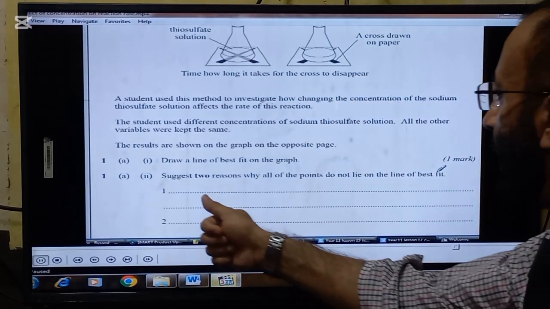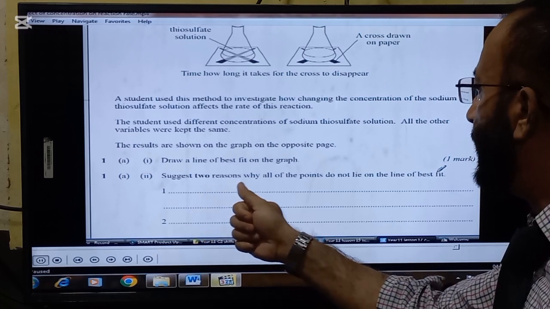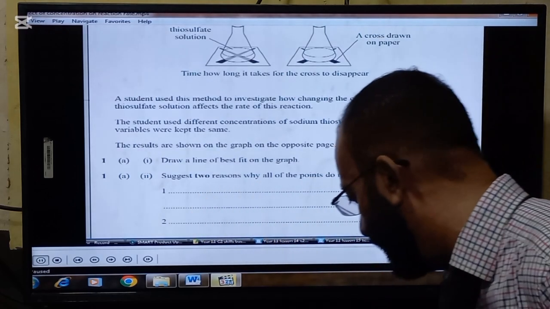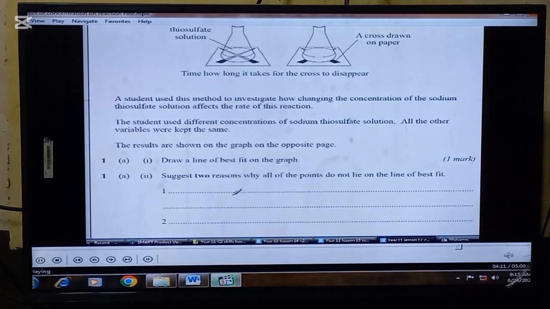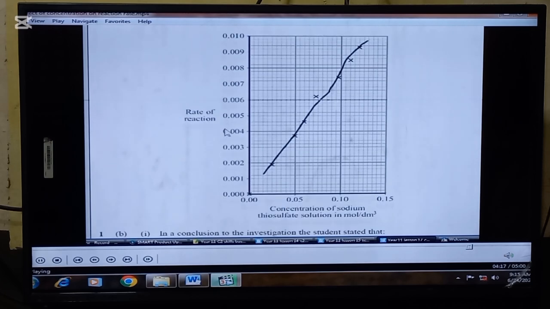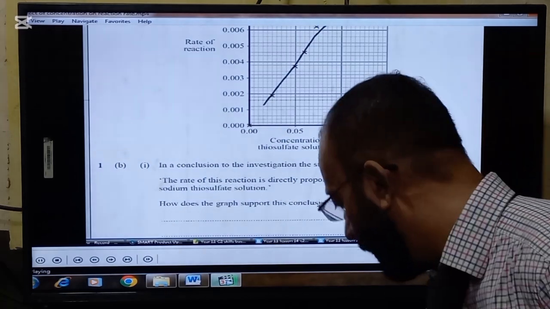So look now. This is a very important question which frequently comes in the paper. Suggest two reasons why all the points do not lie on the line of best fit. Line of best fit, that's talking about errors and what you haven't measured properly, etc. So that's that. And then in conclusion to the investigation, students stated that the rate of reaction is directly proportional to the concentration as the.